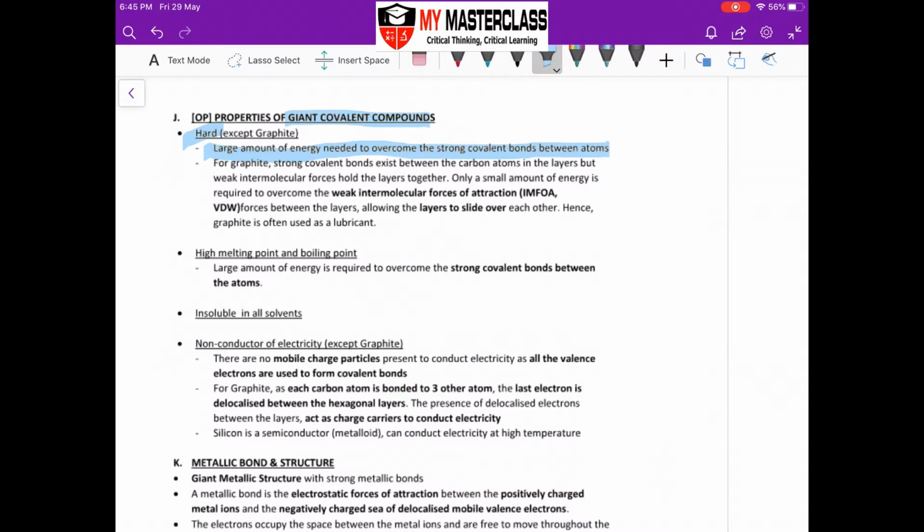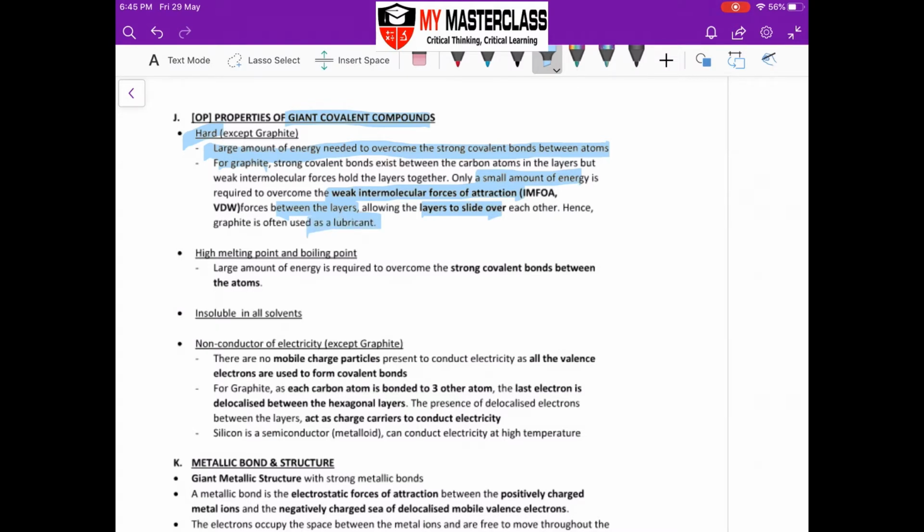Okay, but for graphite, what is going to happen? Graphite, remember, one carbon is bonded to 3 other carbons. The last electron is delocalized between the layers, resulting in weak intermolecular forces of attraction, or van der Waals forces of attraction. So weak van der Waals forces of attraction will mean that only a small amount of energy is needed to overcome these weak intermolecular forces of attraction between the layers, and then the layers can slide over each other. So therefore, graphite is always used as a lubricant.